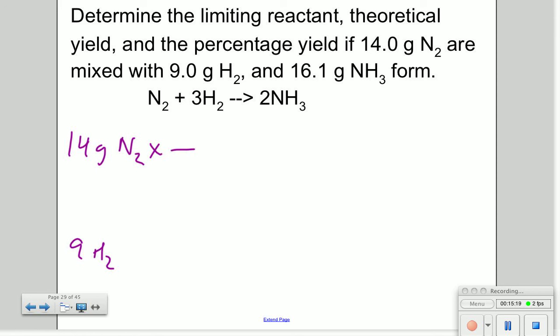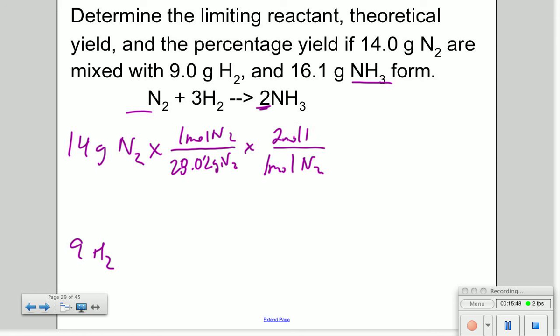So I'm in grams. I got to get to moles. The molar mass of N2 would be 14.01 times 2 at 28.02. That's equivalent to 1 mole of N2. I'm in moles of N2. Now I get to use the mole ratio. And if I look here, it's 1 mole of N2, and I'm trying to get to NH3. If I look here, it's 2 moles of NH3. And I got to go one more conversion factor to get to grams. So the molar mass of NH3 is 14.01 plus 3.03, and I get 17.04.